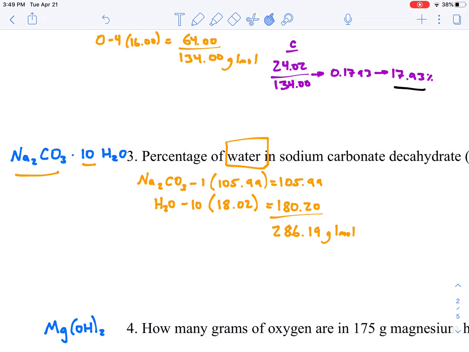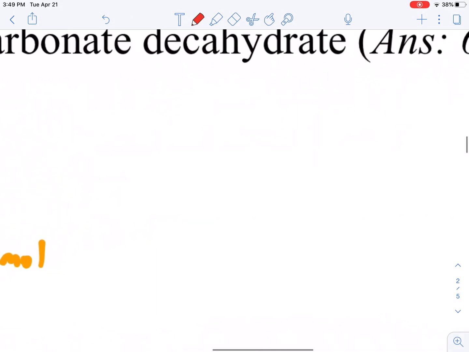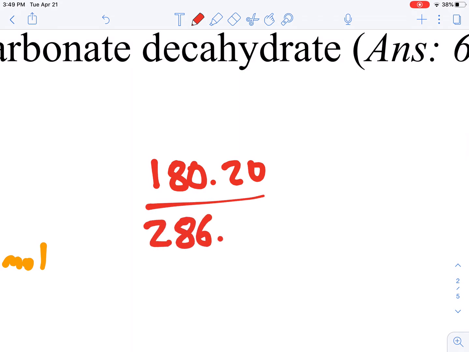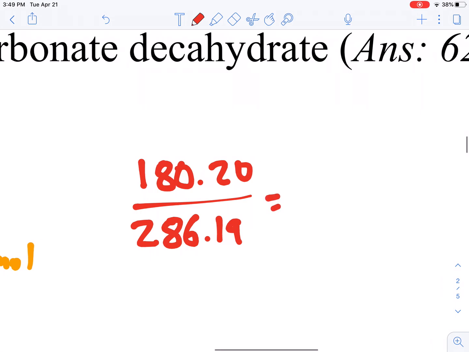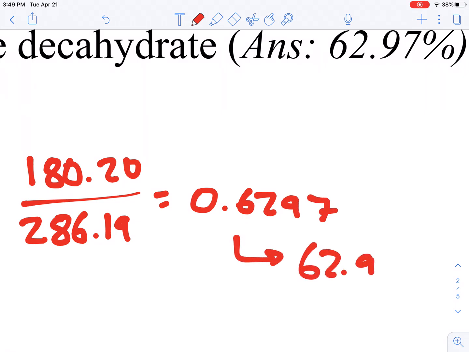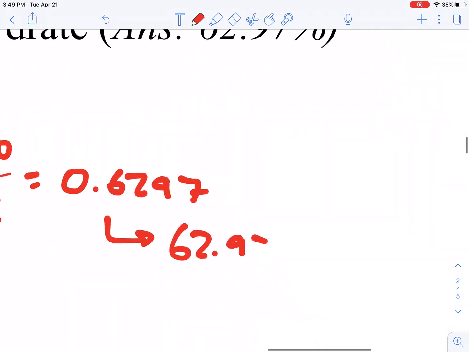We want to know how much is water. So we're going to take the mass of our water, which is 180.20. We're going to put it over our total mass, which is 286.19. When we do that, we will get 0.6297, which turns into 62.97% when you multiply it by 100.